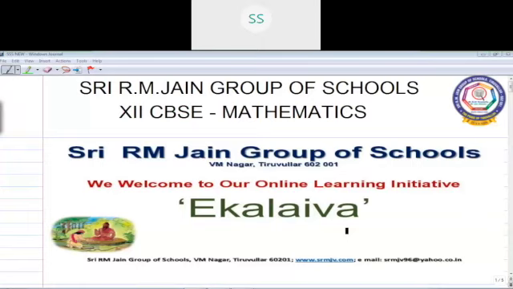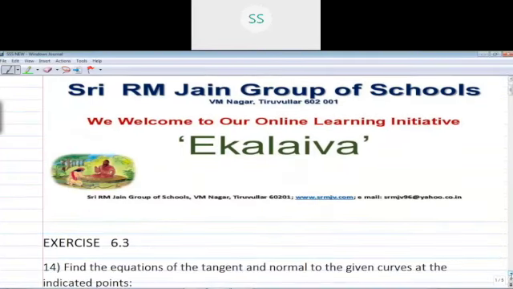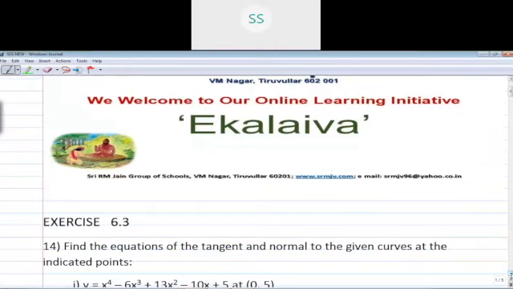Today I am going to discuss exercise 6.3 question number 14. See what is given in question number 14: find the equation of the tangent and normal to the given curve at the indicated points. The point is given; you want to find the slope of the tangent and the slope of the normal. Using that, you want to find the equation of the tangent and the equation of the normal.